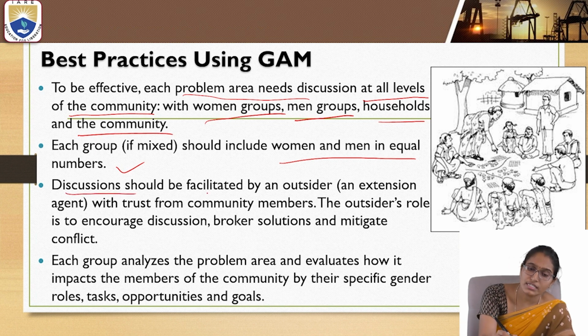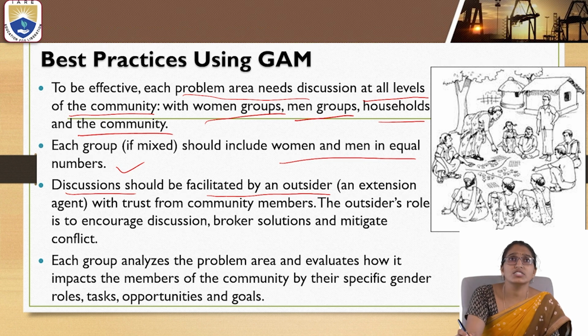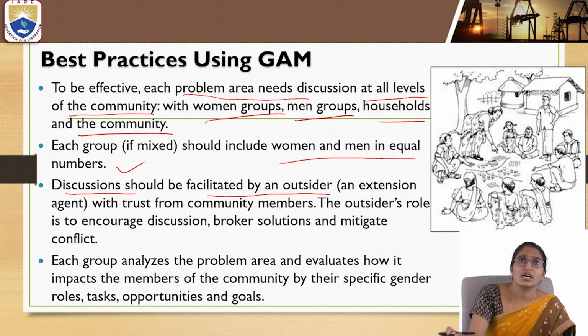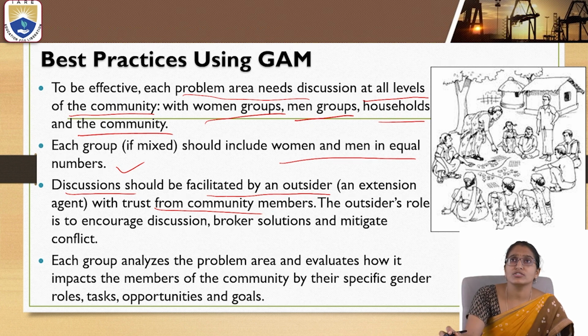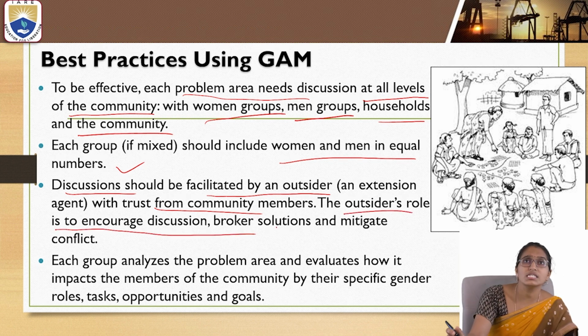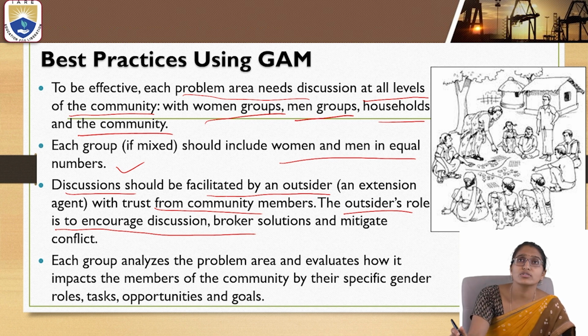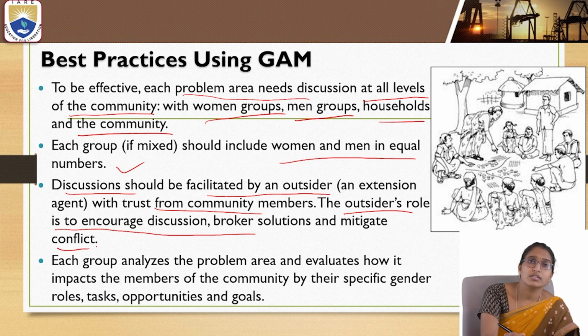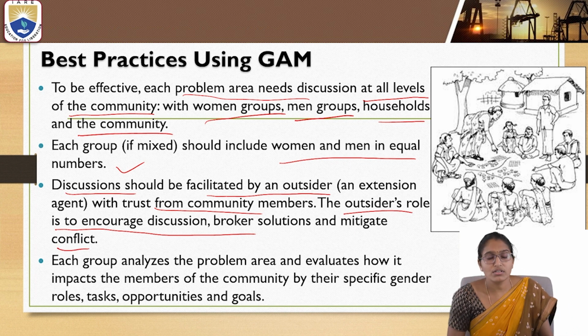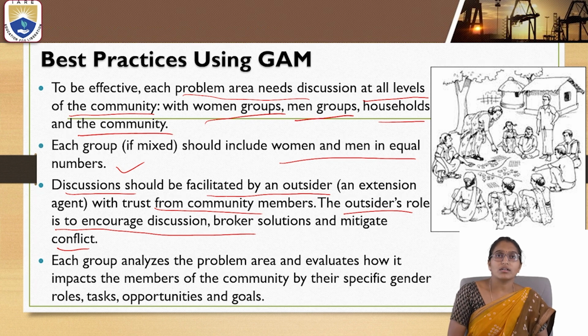Discussions should be facilitated by an outsider. The extension agent, as we say, should not be from this group, but is an external agent with the trust of community members. The one must be trusted by the community, and should not favor one side, hence that should be an external person. The outsider's role is to encourage the discussion as well as broker solutions, and also mitigate and reduce conflicts. Means if there is any kind of confusion, or there is no answer, or all are in doubt, then the extension agent must be able to solve this.